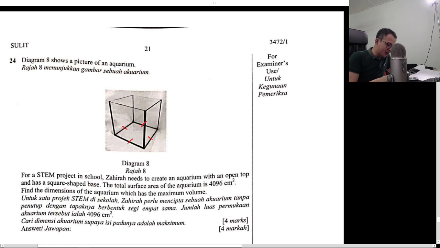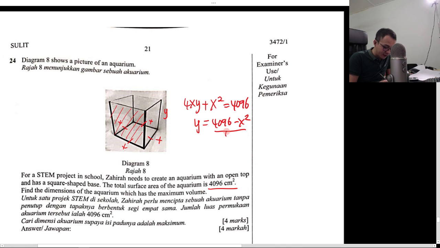The first thing is I do not know the base here. I'm going to call it x, x. And the height here, I'm going to call it y. Since I know the total surface area, this area is x times y, and I have 4 of it: 1, 2, 3, 4. So I have 4xy plus the square base x squared equals 4096. Over here, I just want to make y the subject: y equals 4096 minus x squared over 4x. I just leave it like this first.